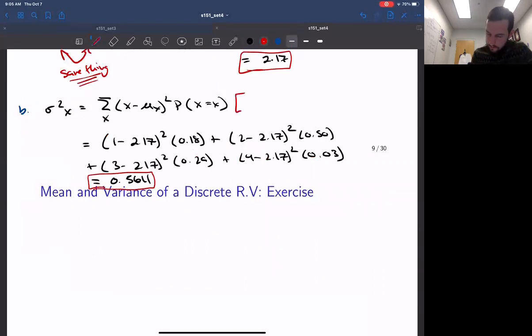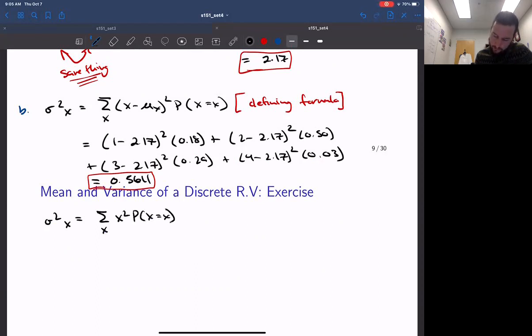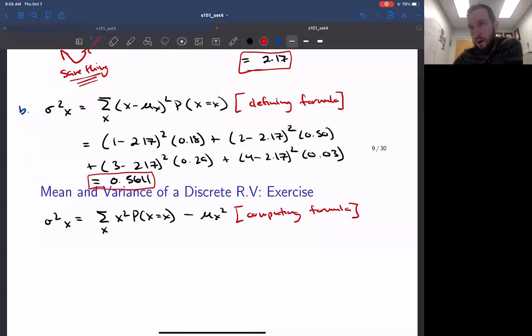Okay, and this is the defining formula. We can also compute the variance of X using the computing formula. In that case, we would have the sum over X of X squared times the probability that X equals x, minus mu X squared. Just like before, we don't have to do both. You don't have to do the defining formula and the computing formula. They're just two ways of getting the same answer. Whichever one you prefer is fine. I just want to illustrate both so that you have an example of both.